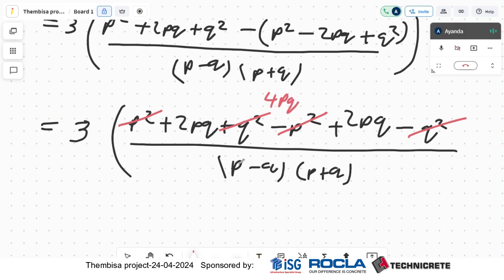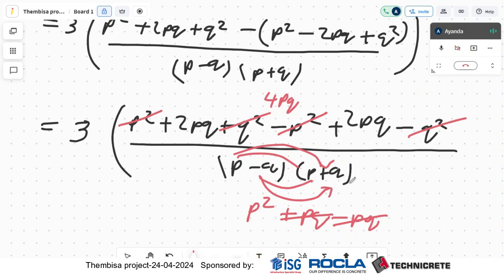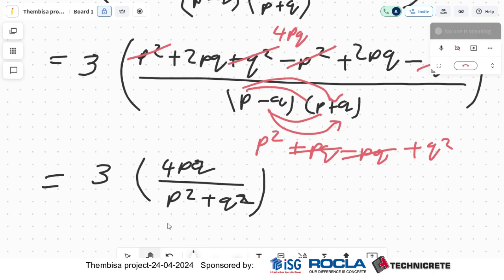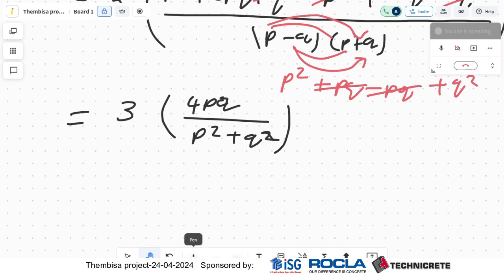And if we FOIL our brackets at the bottom, p times p gives us p². p times q gives us positive pq. Minus q times p gives us negative pq. So these two will cancel each other out. Minus q times q gives us q². So here we go to our final answer. That's going to be 3 times 4pq over p² plus q². Oh, this is supposed to be minus q² because it's minus q times q. So that gives us minus q².